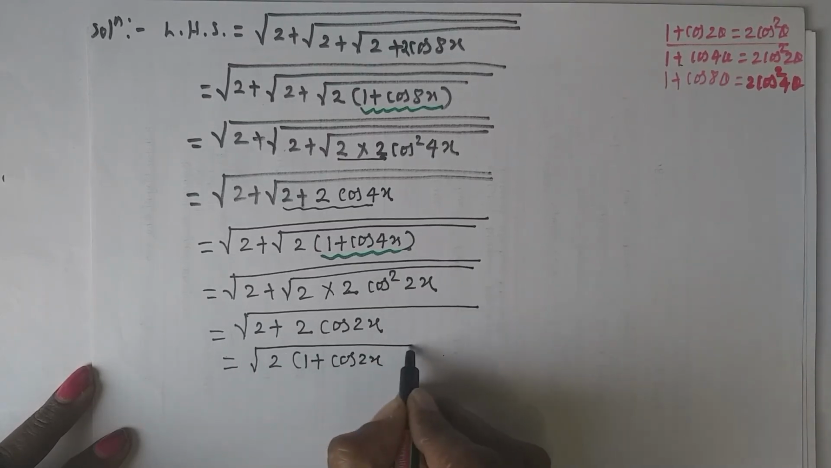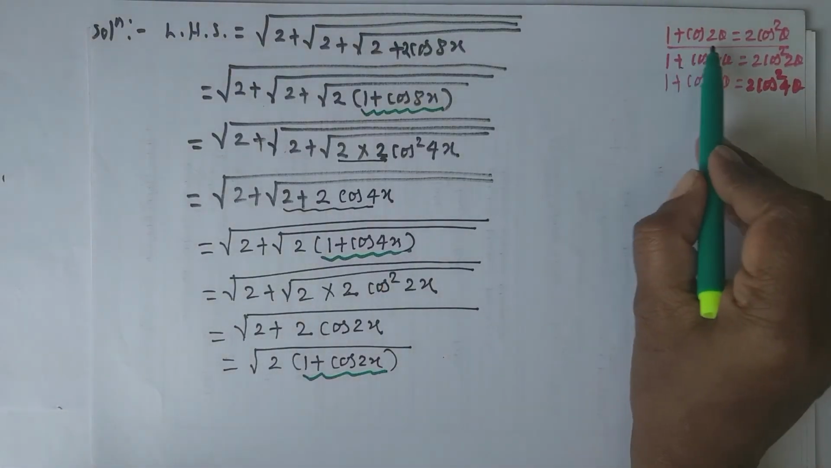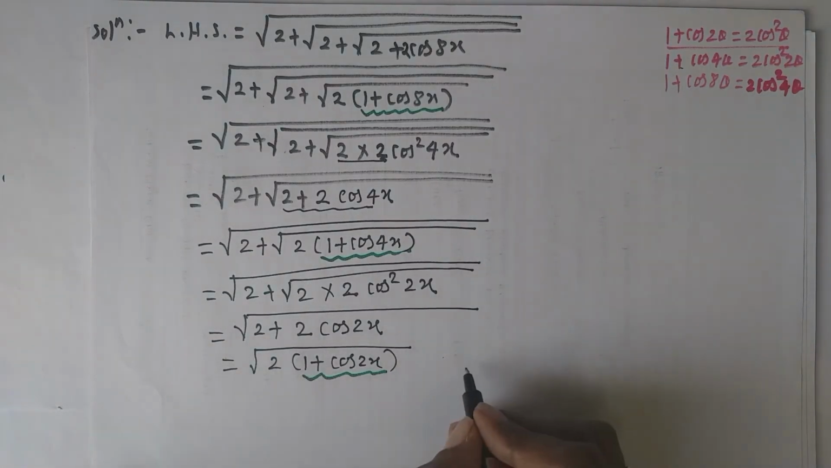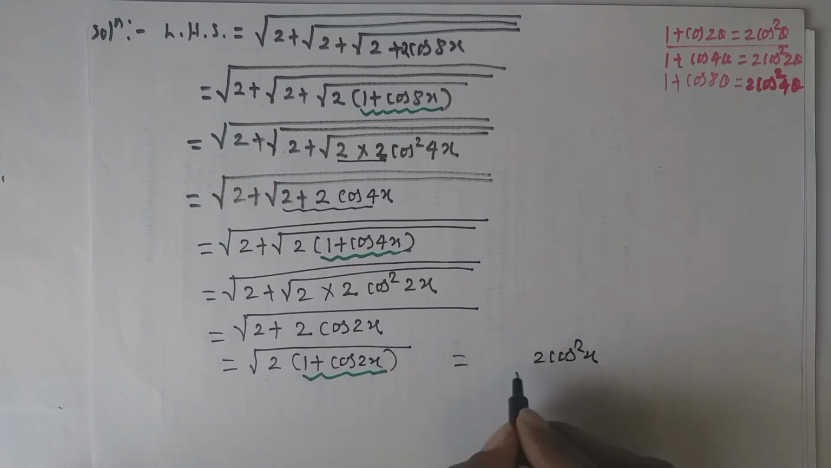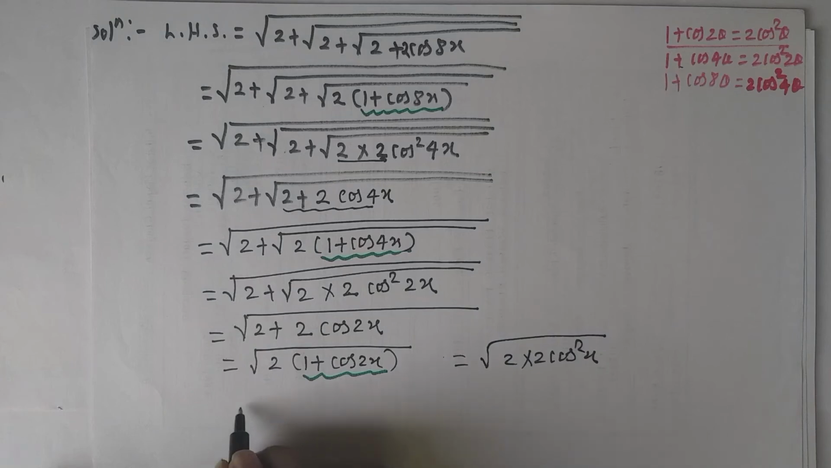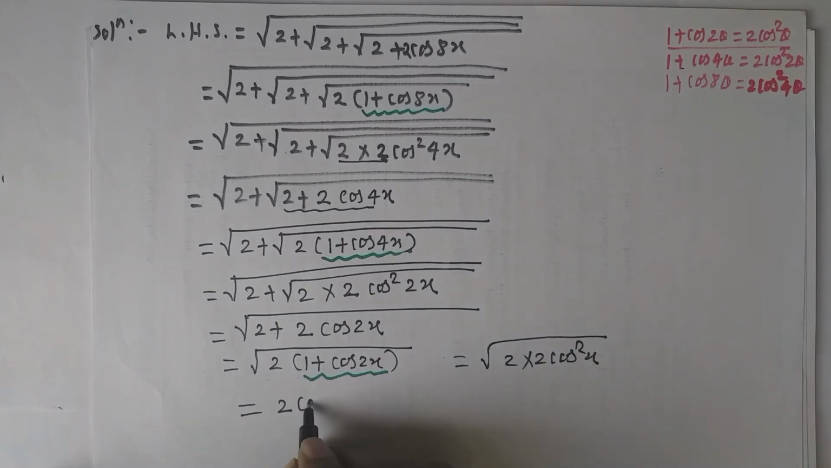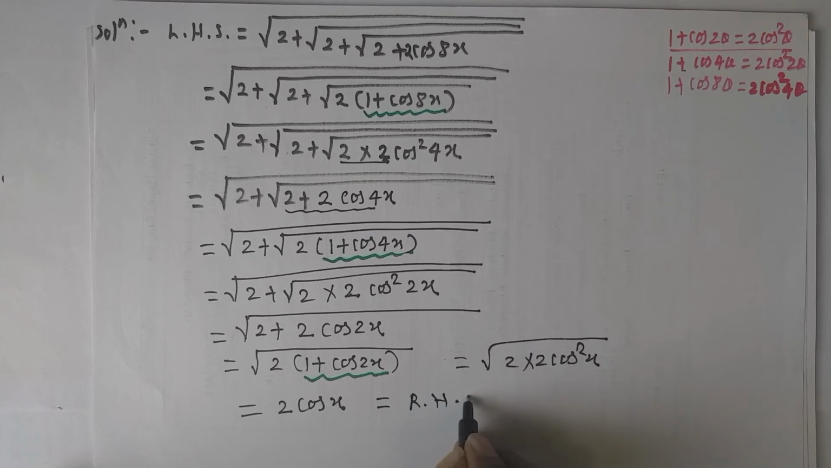All these in the square root. Now again here I will use the formula 1 plus cos 2 theta means 2 cos square theta. 1 plus cos 2x will be 2 cos square x for this bracket, and keep these 2 as it is in the square root. Now if I take the square root, 2 into 2 is 4, its square root will be 2, and cos square x, its square root will be cos x, and this is nothing but your right hand side.